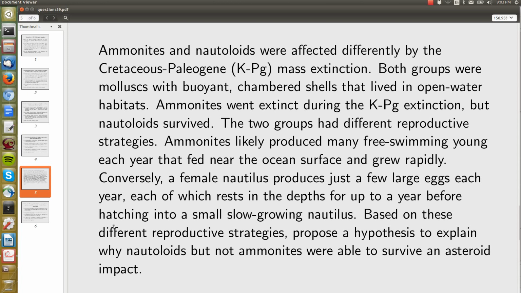The two groups, interestingly, had different reproductive strategies. Ammonites likely produced many free-swimming young each year that fed near the ocean's surface and grew rapidly, whereas nautiloids produced just a few large eggs each year, each of which rests in the depths for up to a year before hatching into small, slow-growing organisms. Based on these different strategies, I want you to come up with a hypothesis to explain why nautiloids, but not ammonites, were able to survive an asteroid impact. So a hypothesis that would explain why this difference would happen, and an experiment that you could have conducted to test this hypothesis if you had been around before the asteroid impact drove one of these groups to extinction.